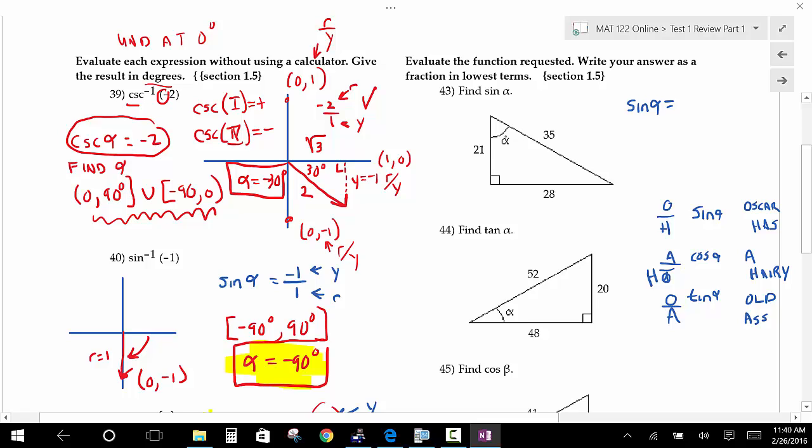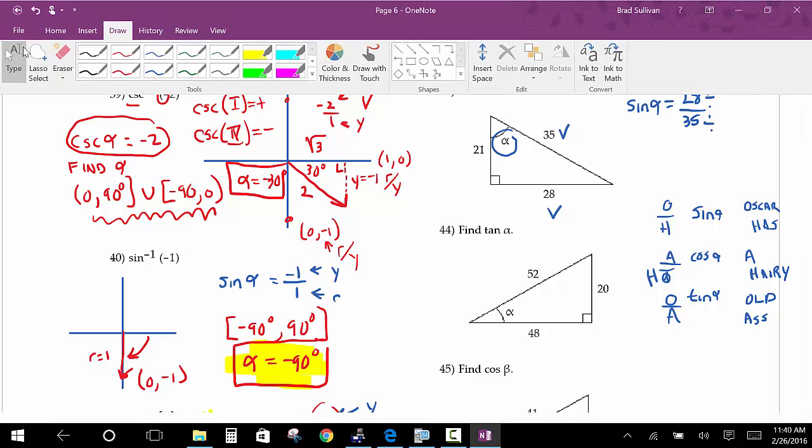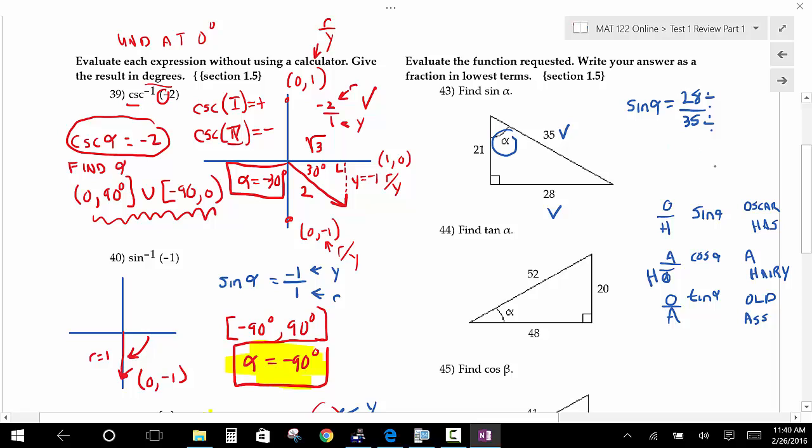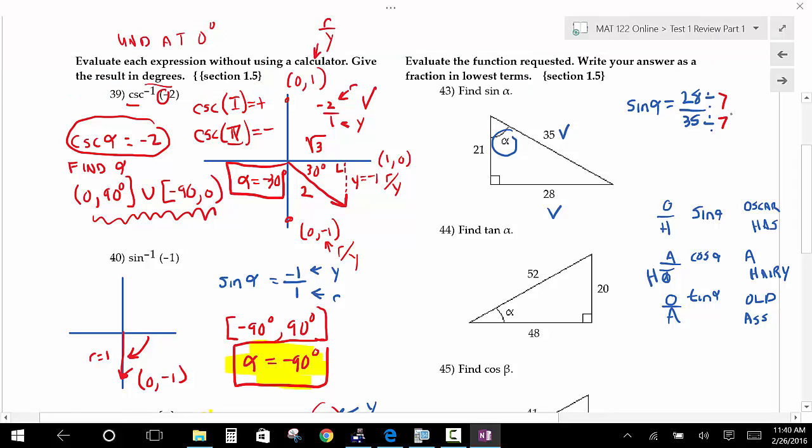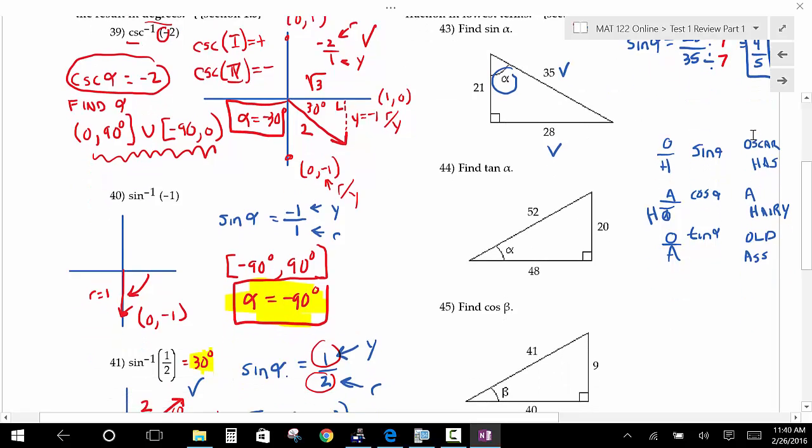So here's what we have on this. We're looking at alpha. The side opposite is this. The hypotenuse is this. So that means the answer is 28 over 35. And then you could reduce that fraction by a factor of 7 to get a reduced answer. Divide by 7, and then we'll have what that ratio is. So the solution should be 4/5. Oscar has a hairy old donkey. Just remember that and everything will go well.